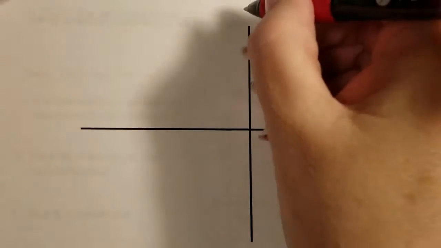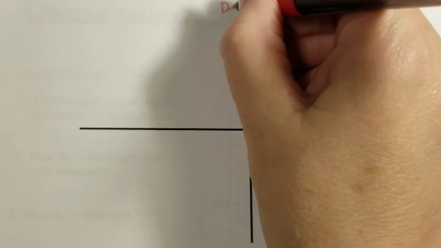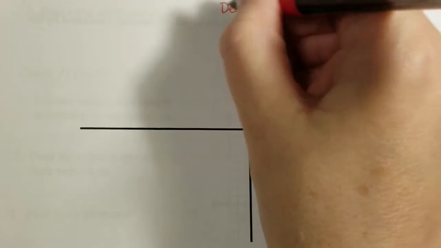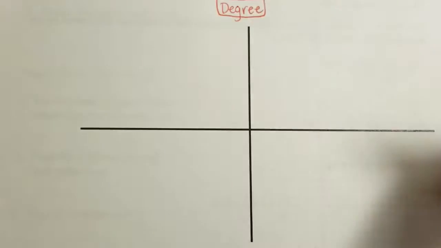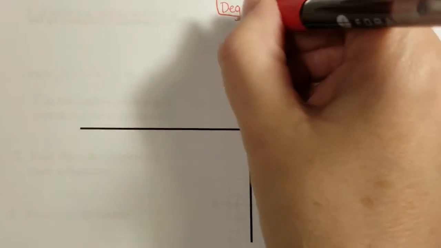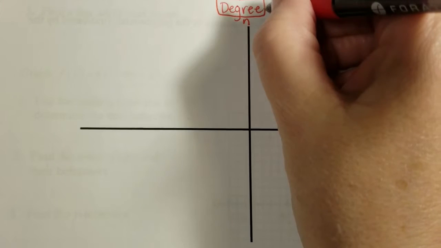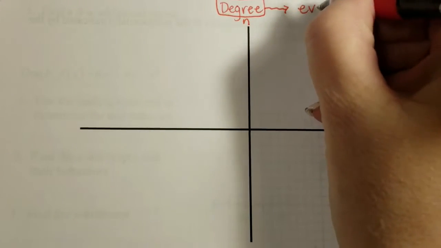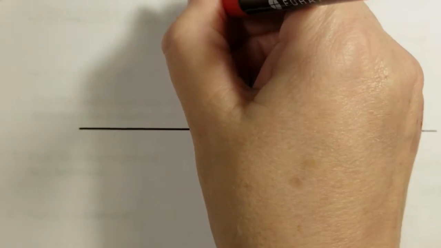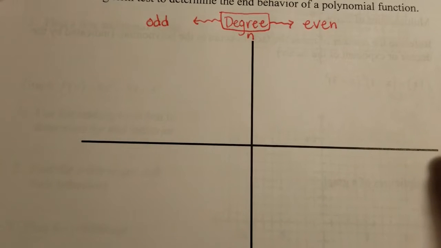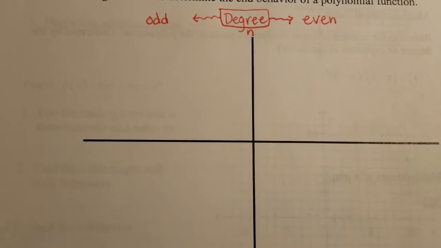So when you're using the leading term test to determine the end behavior of a polynomial function, there's a couple things that we are going to be looking at. The first thing we're going to do is look at the degree of that leading term. There are two possibilities in our determinations. That degree, which we also call n, can be even, or it could be odd. Odd being 1, 3, 5. Evens being 0, 2, 4, 6.